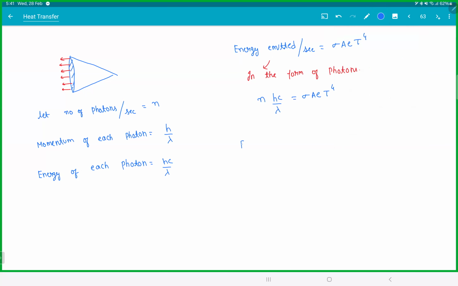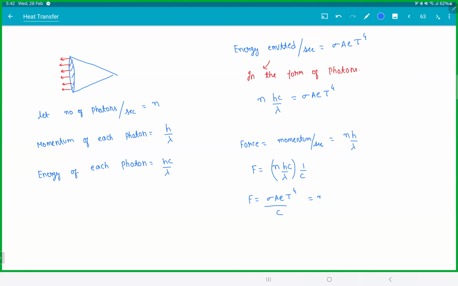Next thing, what is force? Force is change in momentum by time. Momentum per second, which is nothing but number of photons per second into h by lambda. Number of photons per second into momentum of each photon will give you total momentum per second. Multiply and divide by c. So nhc by lambda into 1 by c. But what is nhc by lambda? Sigma a e t power 4 by c.